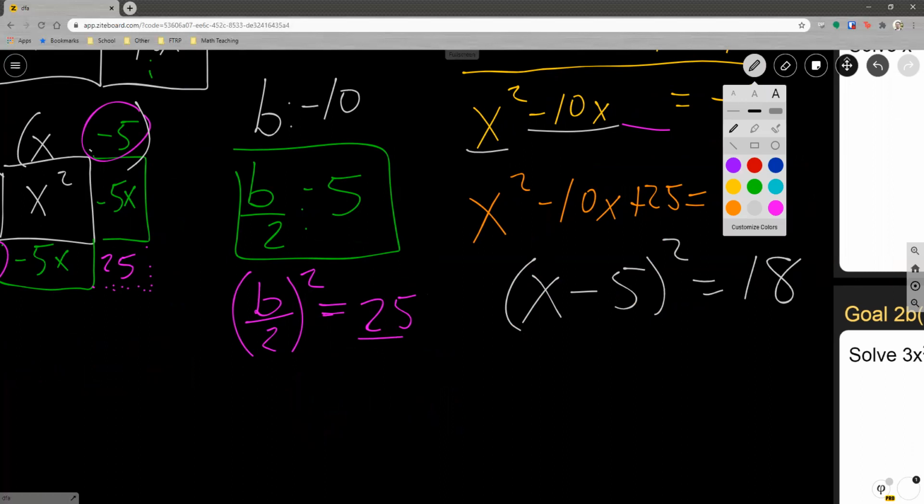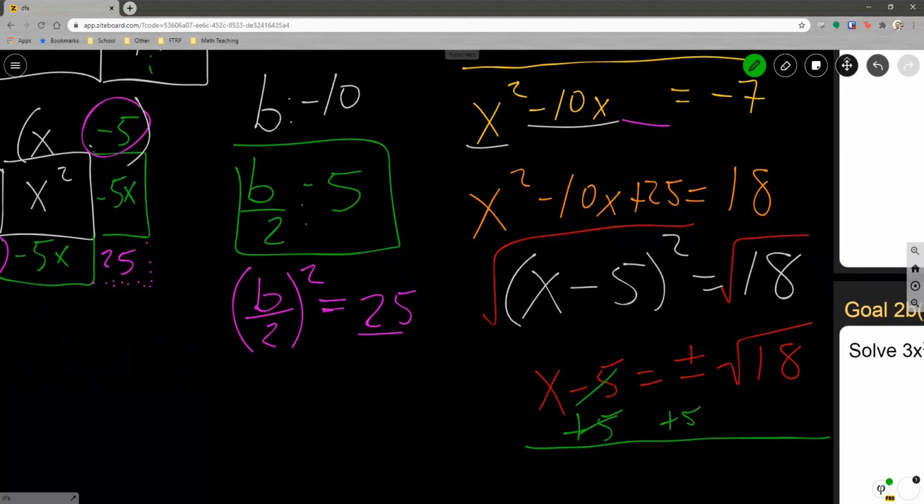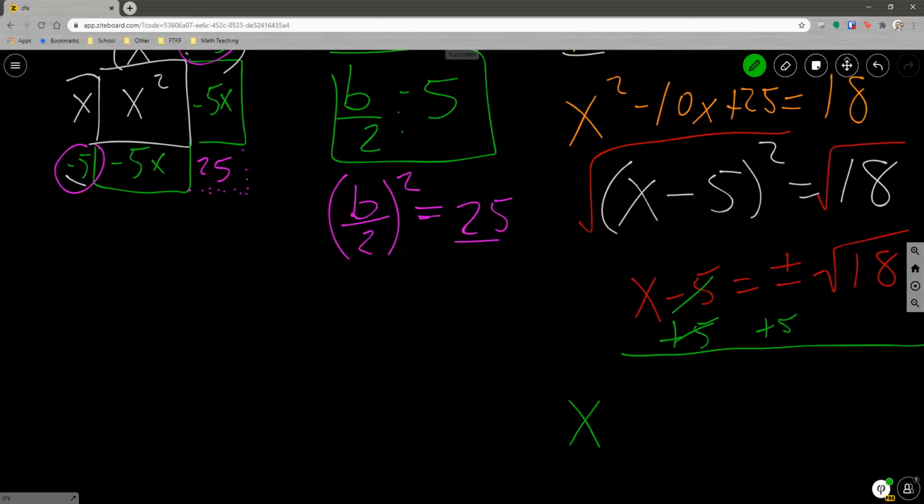Now to solve this, I'm just doing inverse operations. Take the square root on each side. I get x minus 5 on the left equals plus or minus the square root of 18 on the right. So I'm almost done. Let's add 5 to both sides. The 5's on the left cancel. I end up with x equals 5 plus or minus the square root of 18.